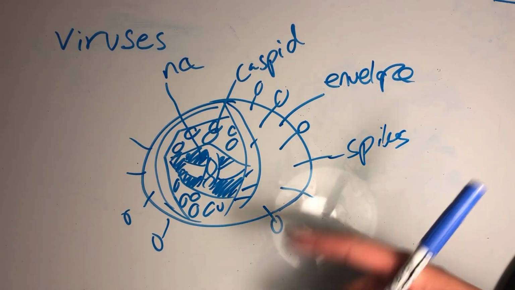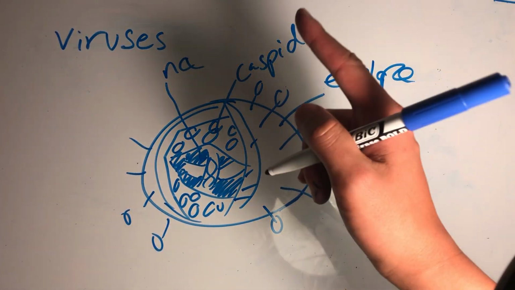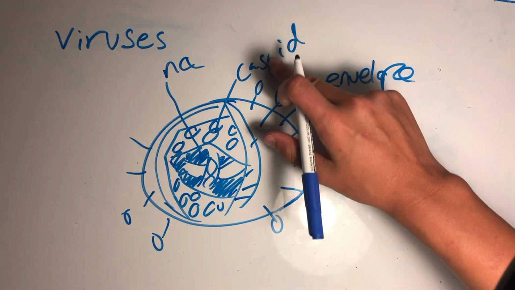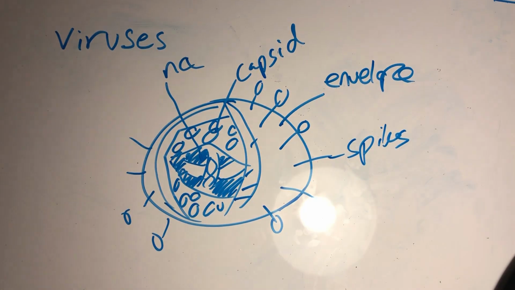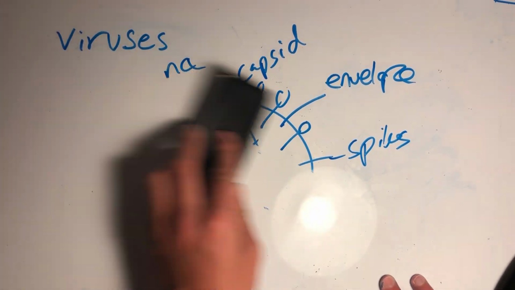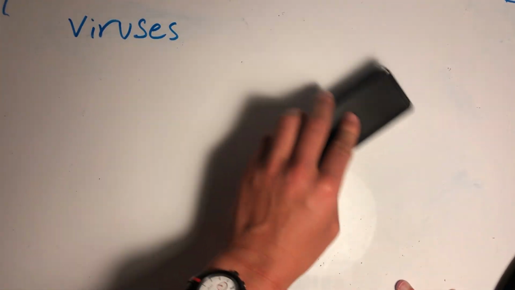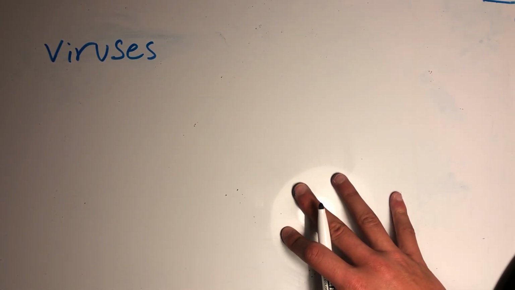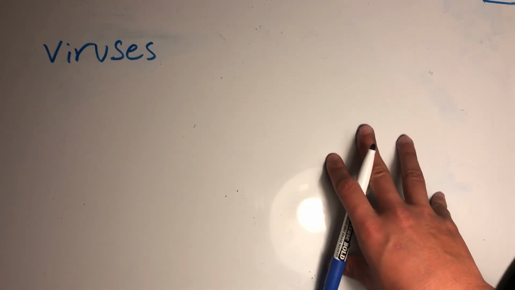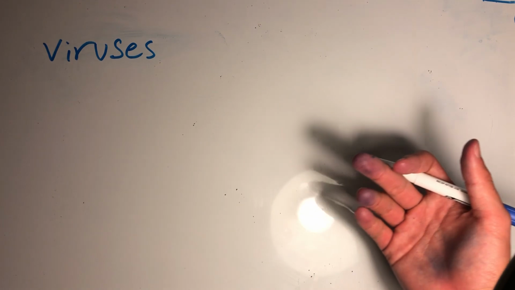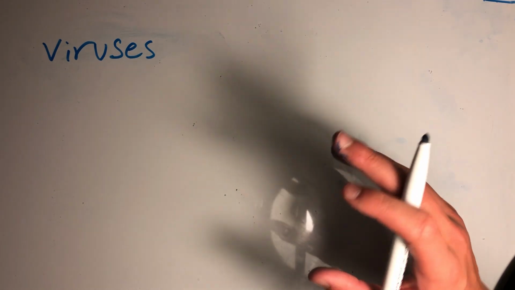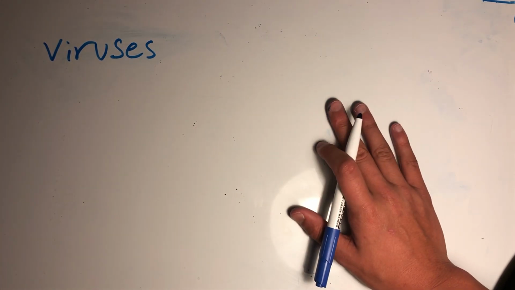So basically, spikes and envelopes don't always occur in viruses, but capsids, I spelled that wrong, capsids or nucleic acid, are always there. Next, shapes and sizes aren't intensely important, because all you have to know is that there are different shapes and sizes, depending on the amount of capsids and capsomeres, like I was talking about earlier.